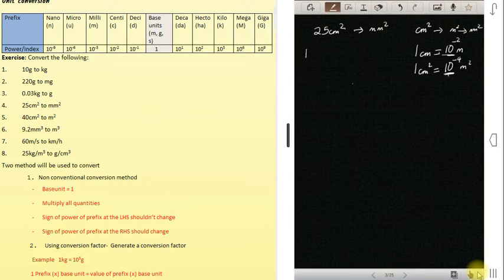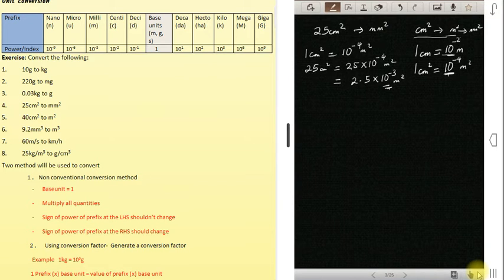1 centimeter square is the same thing as 10 to the power of negative 4 meters square. 25 centimeters square will be the same thing as 25 times 10 to the power of negative 4 meters square, which is the same thing as 2.5 times 10 to the power of negative 3 meter square. So this is the conversion from centimeter to meter.